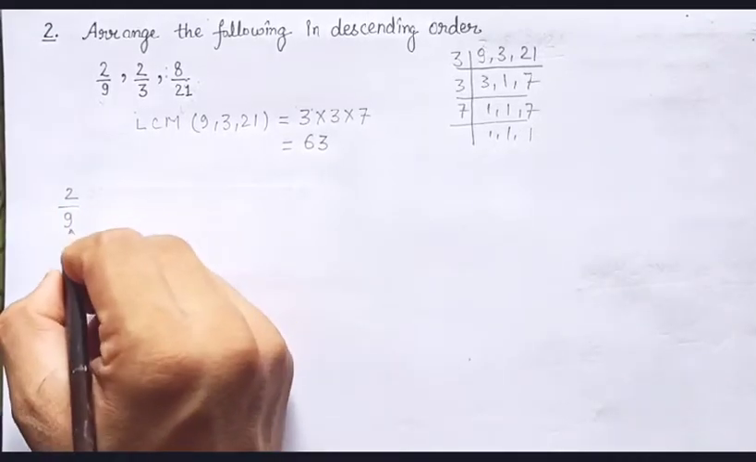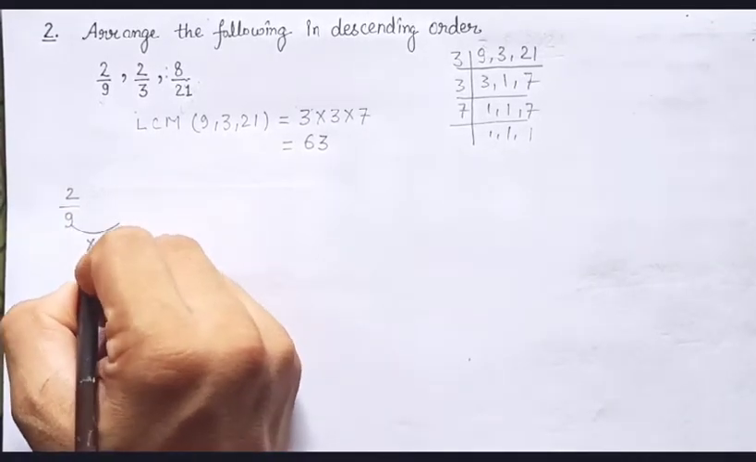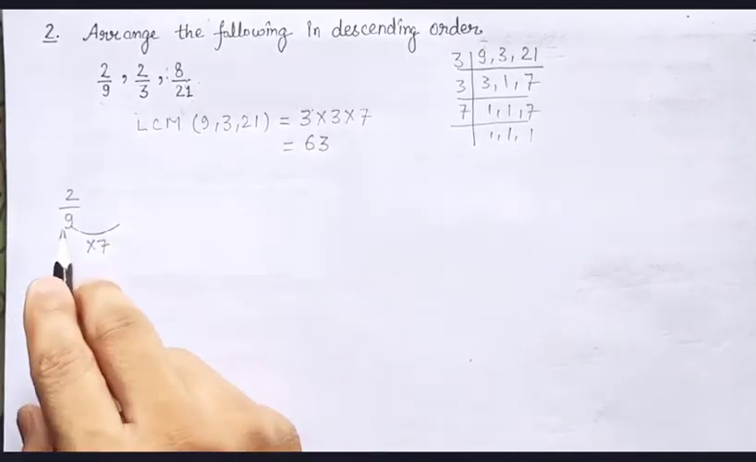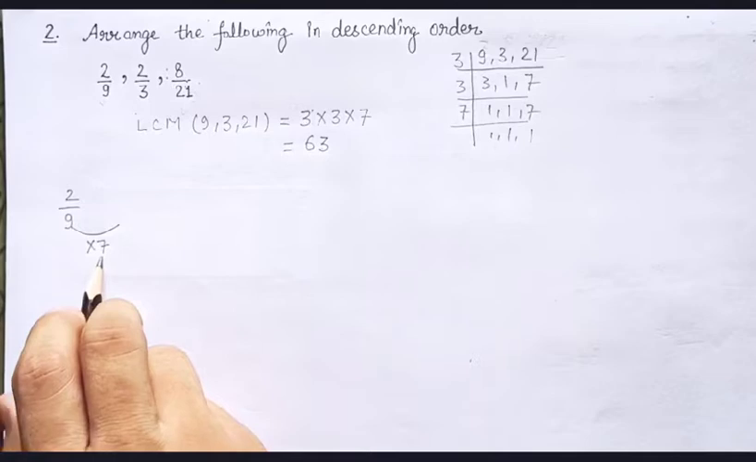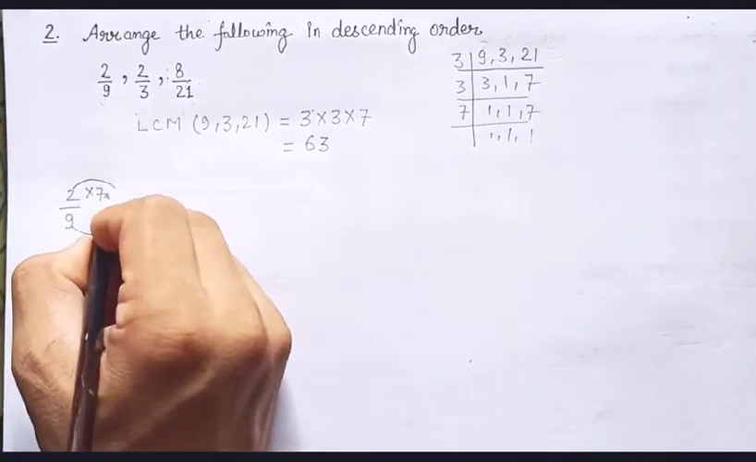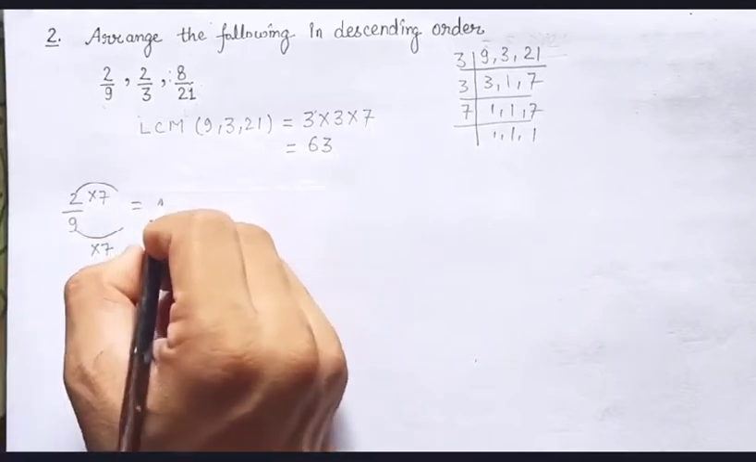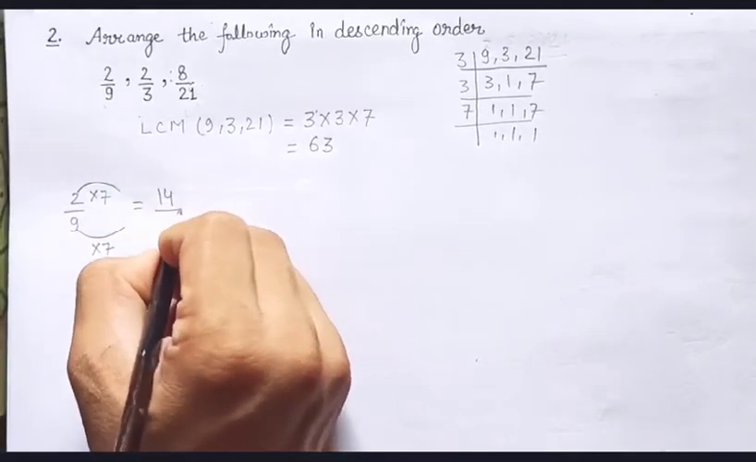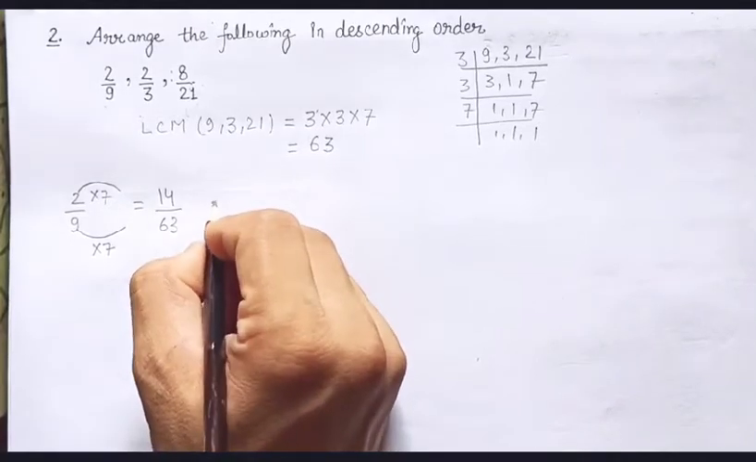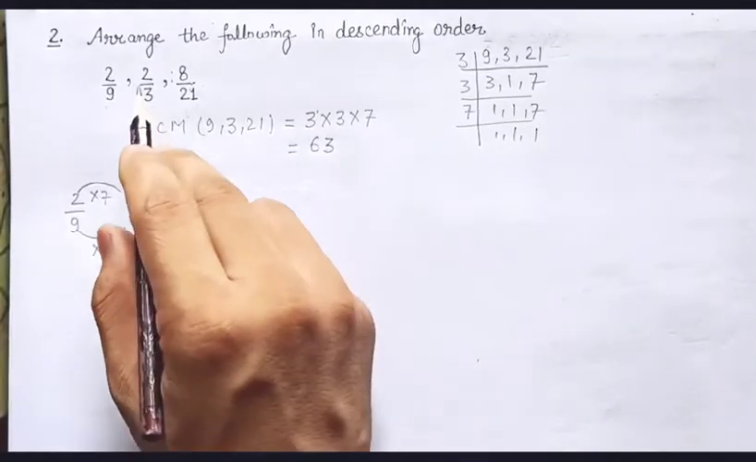Now you know when 9 is multiplied by 7, it gives the result 63, and if we are multiplying the denominator by 7, then we have to multiply the numerator by the same number 7. So it comes out to be 2 into 7, 14, divided by 9 into 7, 63. The second fraction is 2 by 3.